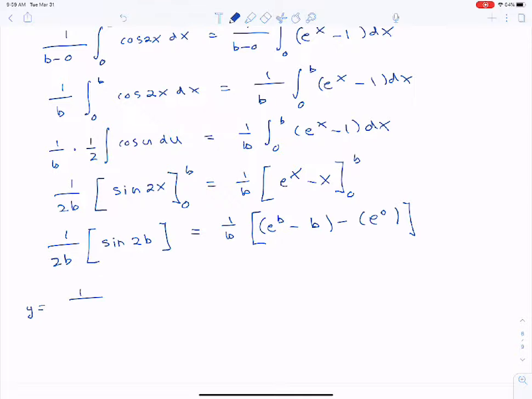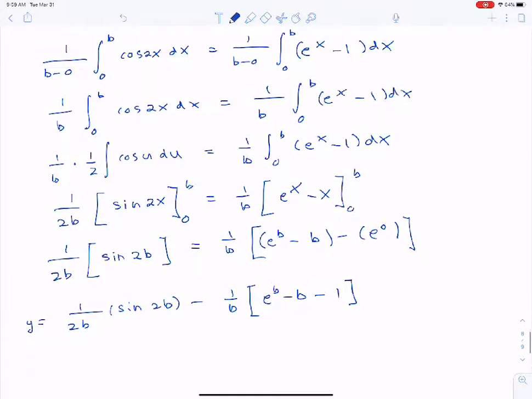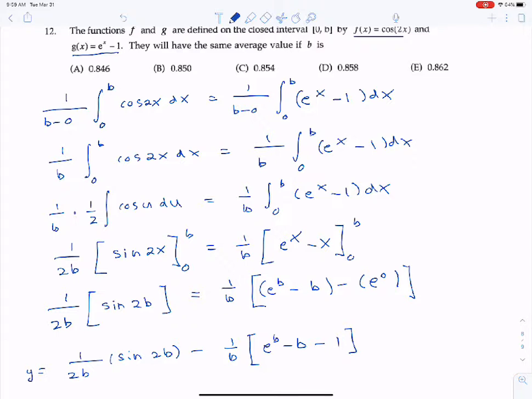So 1 over 2b times sine of 2b, minus 1 over b times e to the b minus 1, because e to the 0 is 1. I'm going to graph that, and then I'm going to look for its zeros. And that's all we need to do there.